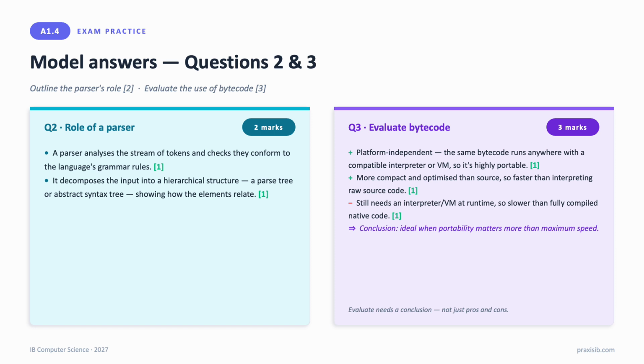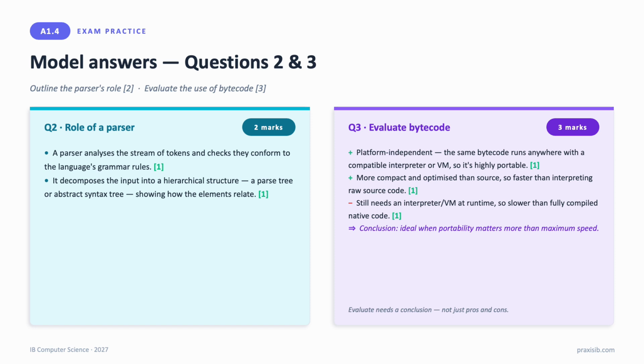Now question 3. This is the evaluate question, and it is worth 3 marks. Evaluate the use of bytecode. Because it's an evaluate question, you need 3 things. You need advantages, then disadvantages, then a conclusion. Here is the first advantage. Bytecode is platform independent. The same bytecode runs anywhere with a compatible interpreter or a virtual machine. So it's highly portable. That is 1 mark. Here's the second advantage. Bytecode is more compact and more optimized than source code. So it runs faster than interpreting raw source. That is another mark.